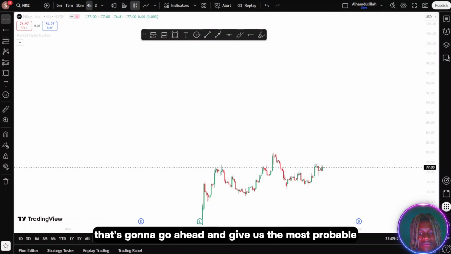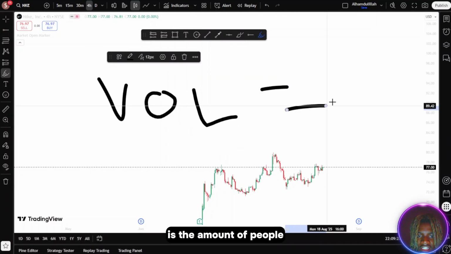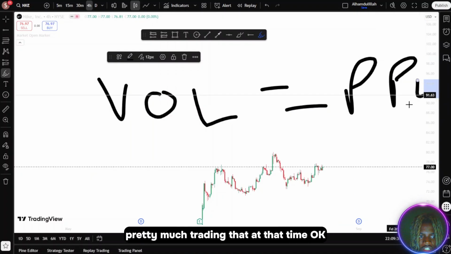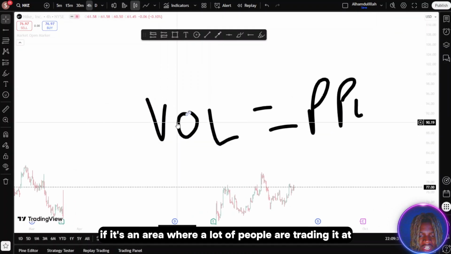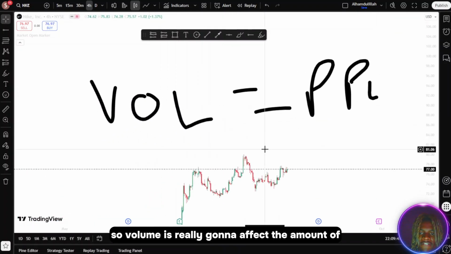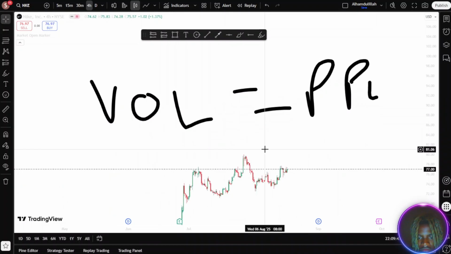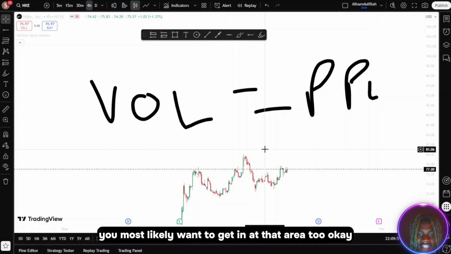That gives us the most probable levels, because that's when the most volume comes in. Volume is the amount of people trading at that time. If it's an area where a lot of people are trading, that's an area where we want to get in. Volume affects the amount of people that are going to be in the trade. So if an area has high volume, there are a lot of people getting in at that area, and you most likely want to get in there too.